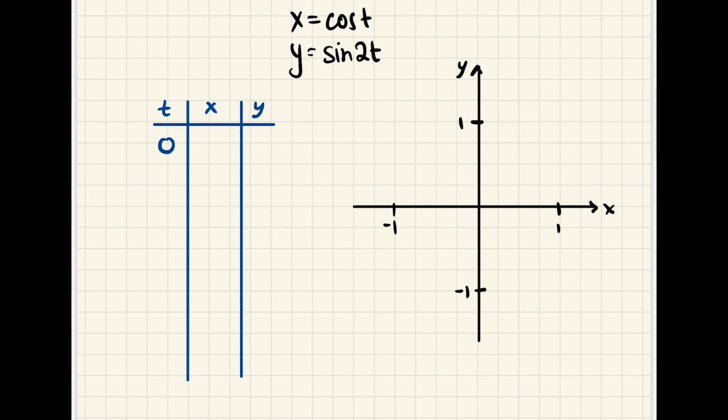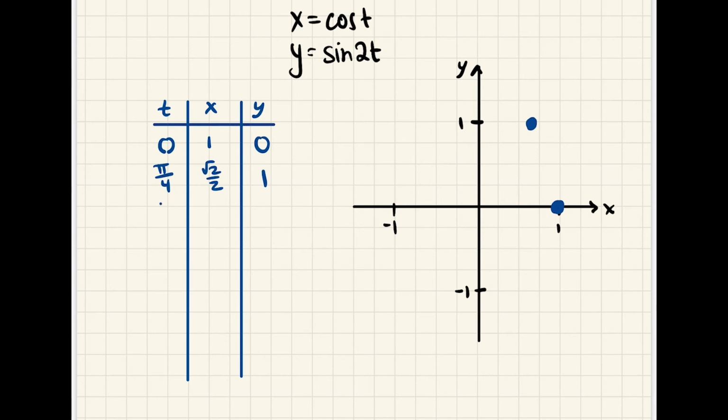So let's see what our corresponding x and y values are. Cosine of 0 is 1, and sine of 0 is 0. So our first point at t equals 0 is the point 1, 0, which is right here. So now let's plug in pi over 4. So when t is pi over 4, we get cosine of pi over 4, which is root 2 over 2. That's about 0.7. And sine of 2 times pi over 4, which is sine of pi over 2, that's 1. So this is going to be 0.707, comma 1. So that's about here.